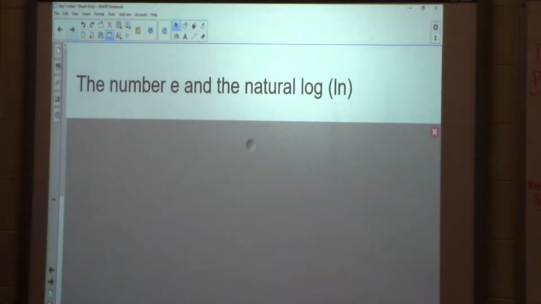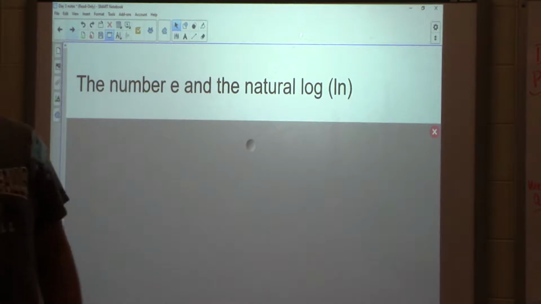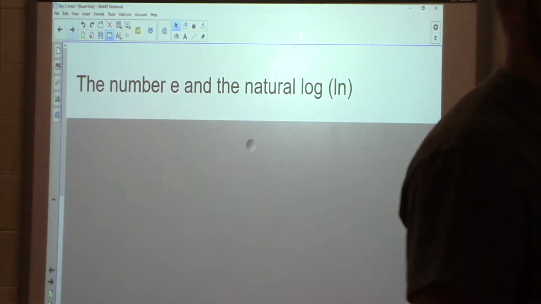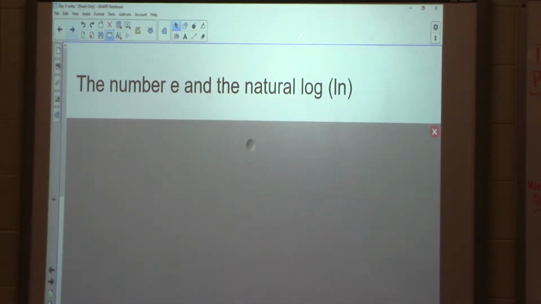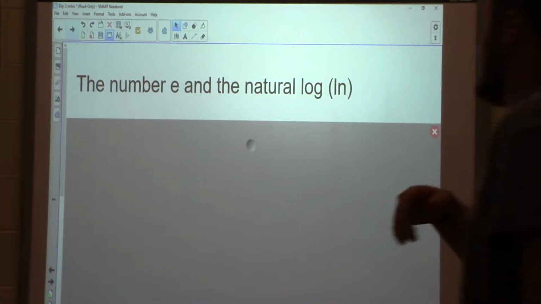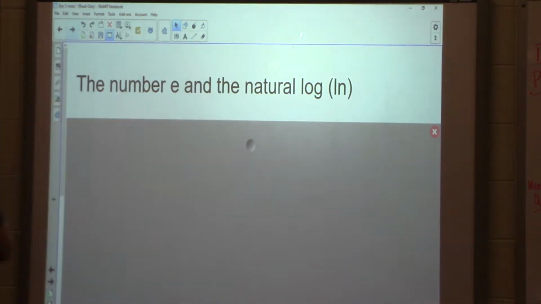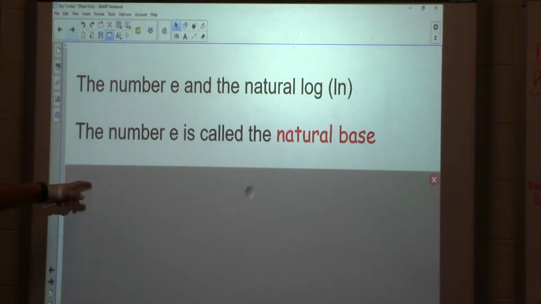So today we're talking about what we call the number e and the natural log. Yes, e is technically a number in this case. We've talked about logs, now we're talking about the natural log. The number e is what we call the natural base.